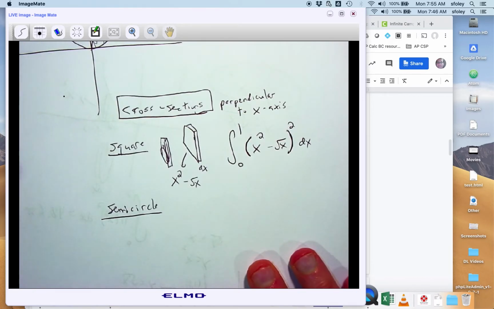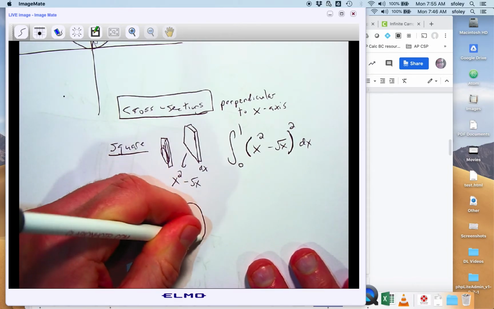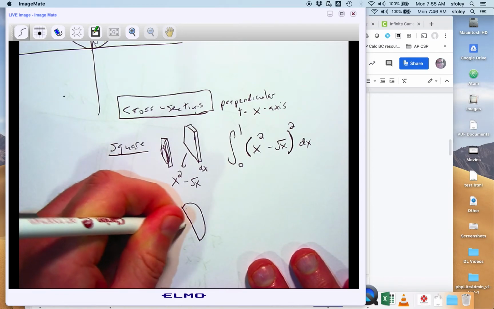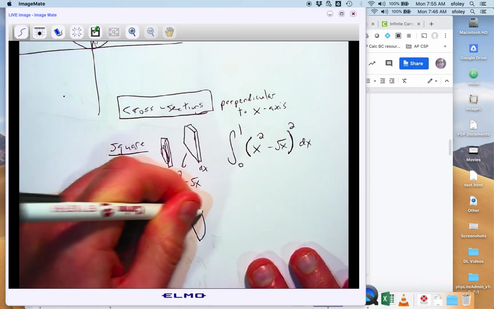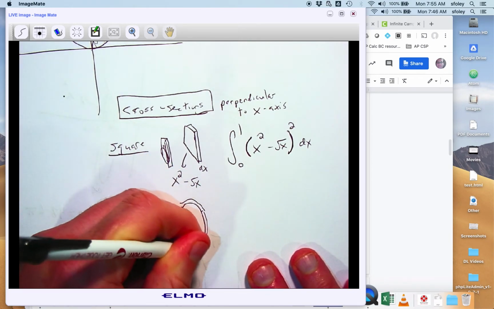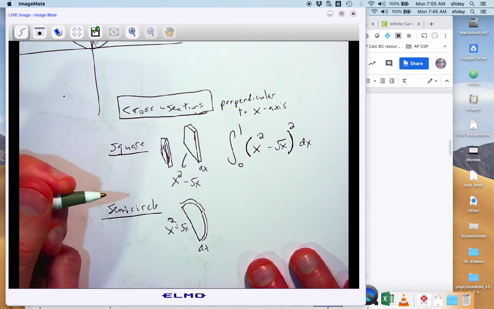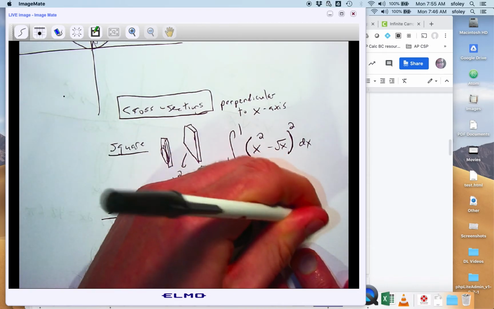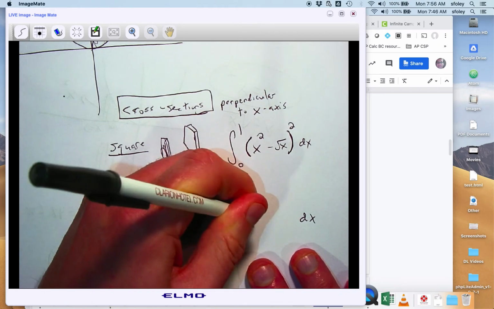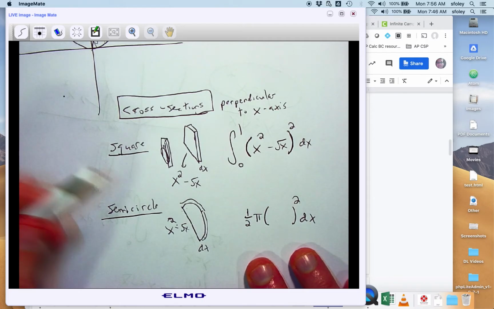If the cross section is a semicircle, we again have this length, this x squared minus the square root of x. And then we've got that thickness. Again, my drawing's not perfect here, but you've got that little thickness. So we need to find the area of the semicircle and then multiply by the dx. And area of a semicircle is 1/2 pi times the radius squared. And you just have to be careful here.